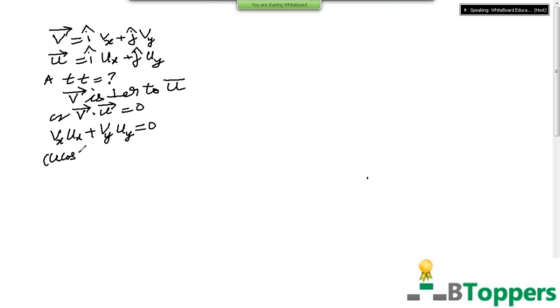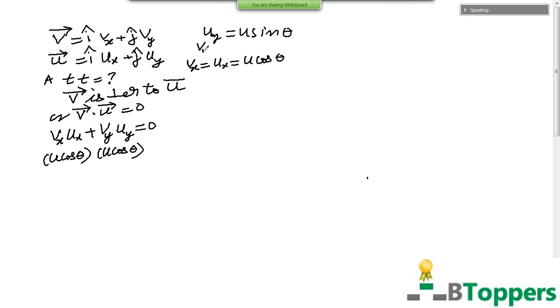Vx you can write as u cos theta. Ux is also equal to u cos theta. The horizontal component of initial velocity of projectile is equal to u cos theta. The horizontal component of final velocity will be same as the horizontal component of initial velocity, which will be equal to u cos theta. Vertical component of initial velocity is given by Uy equal to u sin theta. Vertical component of final velocity at time t is given by Uy plus Ay into t, using the equation v equal to u plus at for motion in the vertical direction. Uy we can write as u sin theta. Acceleration Ay in the vertical direction can be written as minus g.